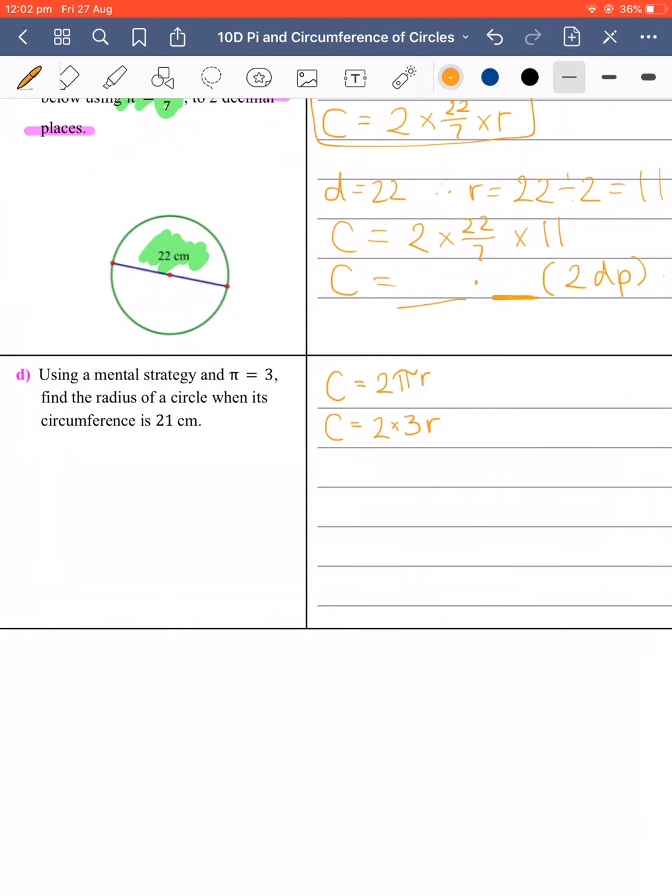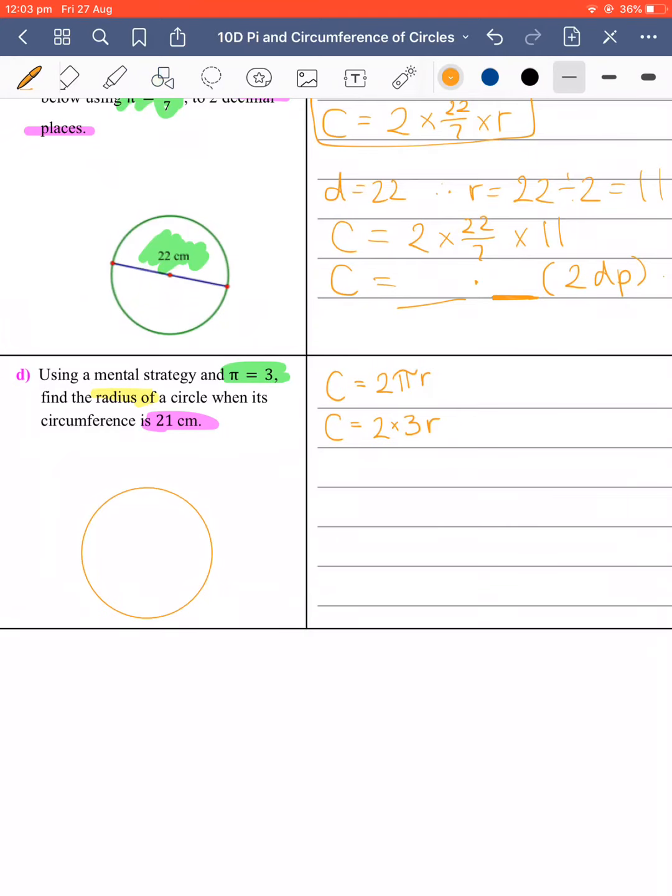Next one, a mental strategy. So we need to think a little bit with this one too, which is great. We're using pi equals 3, and we are finding the radius of a circle given that its circumference is 21. So the first thing I'm going to do is draw a circle. So let's do that first.